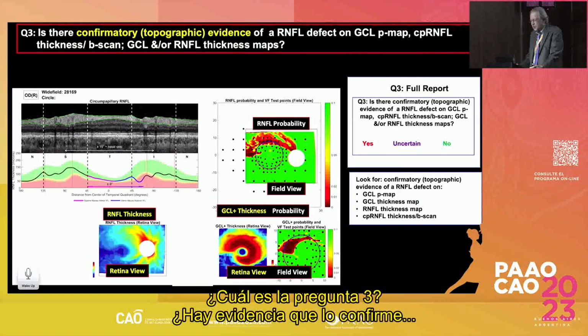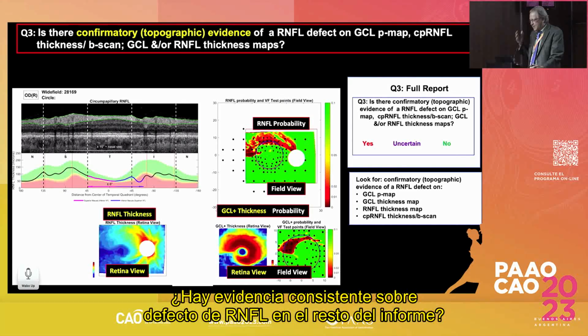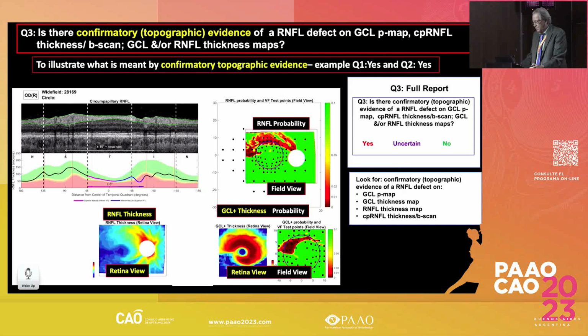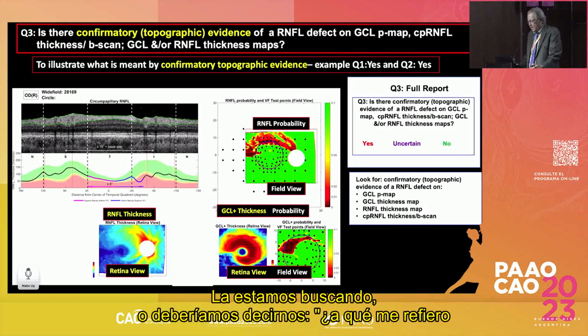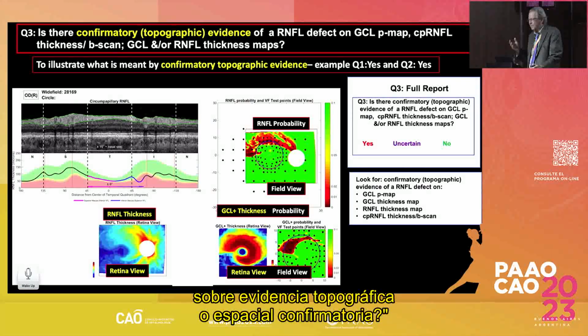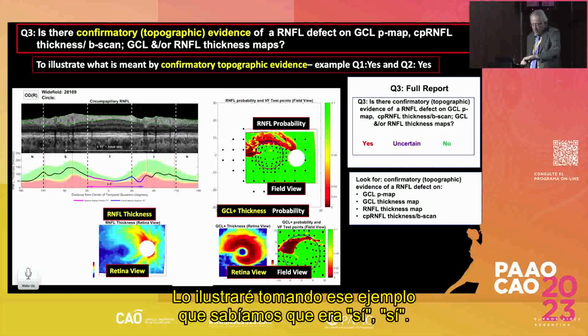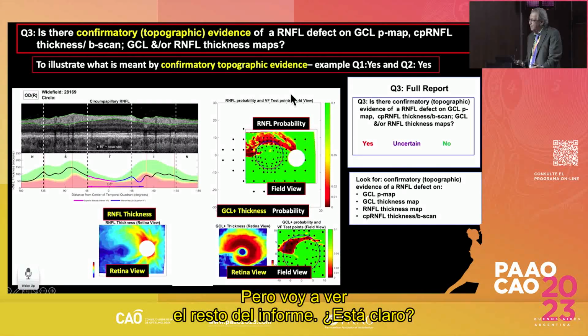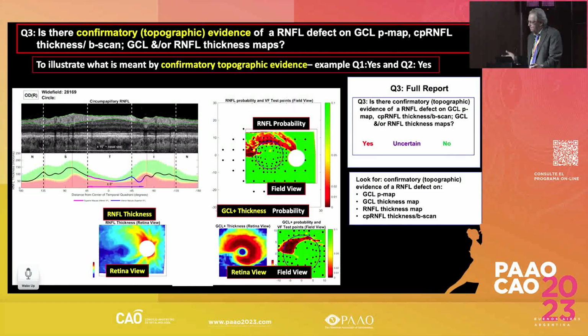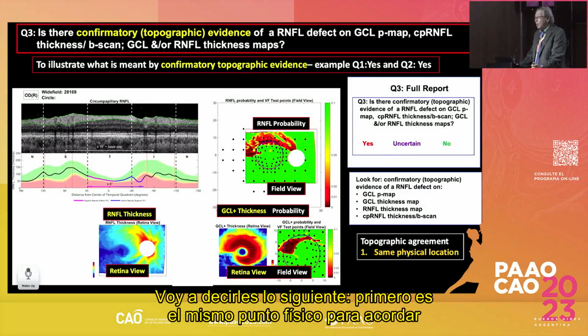Okay, so what's question 3? Is there confirmatory evidence? Is there evidence consistent with a retinal nerve fiber layer defect in the rest of the report? So what do I mean by confirmatory topographic or spatial evidence? This is a key part. I'm going to illustrate that by taking this example that we knew was yes, but I'm going to look at the rest of the report. Is that clear? Okay.